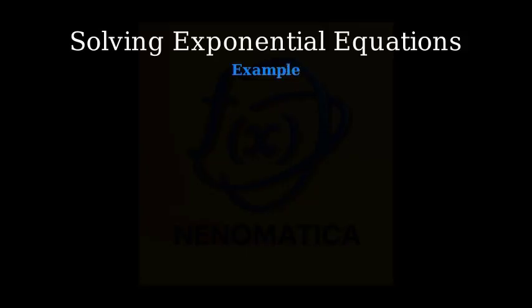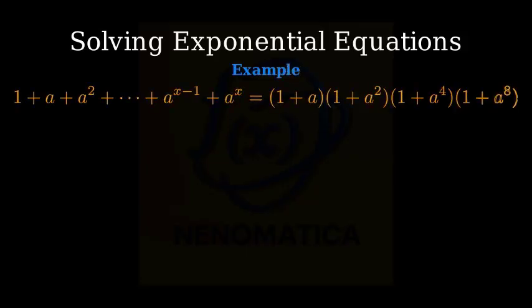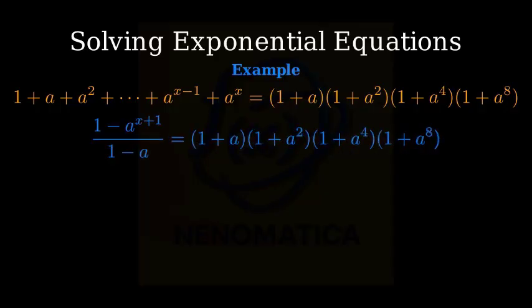Let's look at this example. We need to solve the following exponential equation. 1 plus a plus a squared plus ... plus a to the power of x minus 1 plus a to the power of x equals the product of 1 plus a squared, 1 plus a to the fourth, 1 plus a to the eighth. First, let's recognize that the left side of the equation is a geometric series.